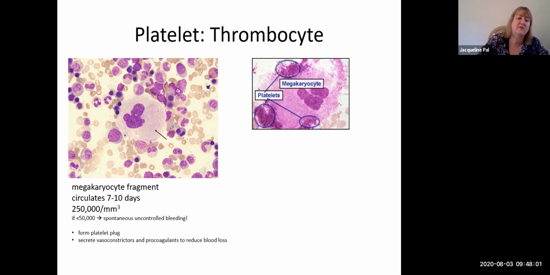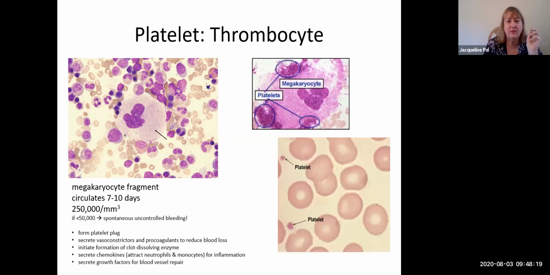And in fact, if you don't have enough platelets circulating in the blood, for instance, if you had less than 50,000, then you would have spontaneous uncontrolled bleeding, because any type of touching, injury, whatever, you would just start bleeding. So that's just not a good thing. All right.